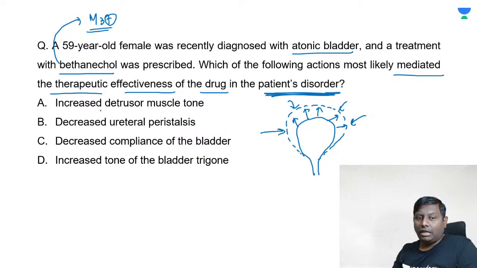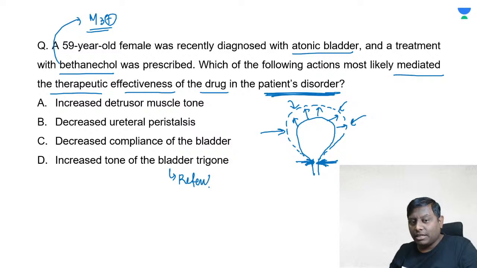Now let's start with option D. If option D is telling increased tone of bladder trigone, can you tell me, this is the trigone, over the sphincter we are having the trigone. If the tone here is increased, what will happen? If the tone here increases, the risk of retention will be high. This will actually be causing urinary retention, right? So same as atonic bladder, the situation will further worsen.